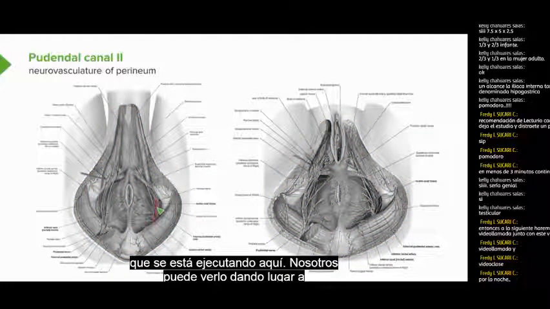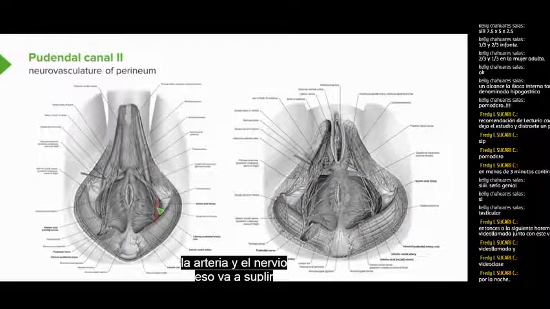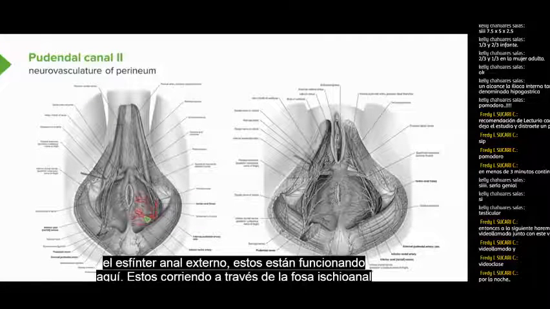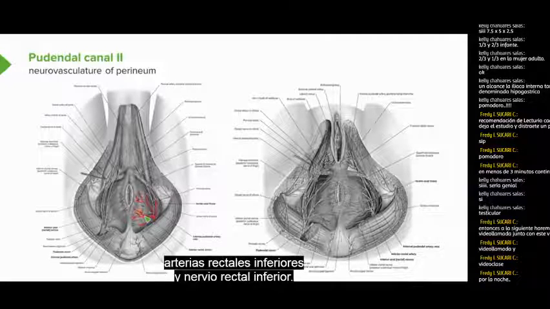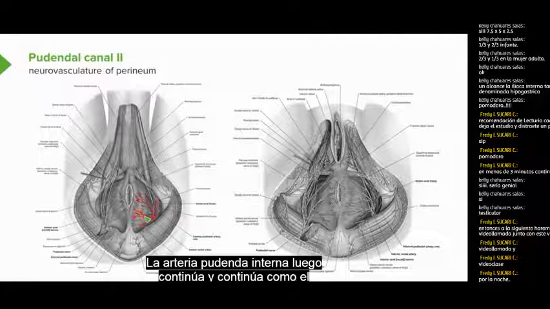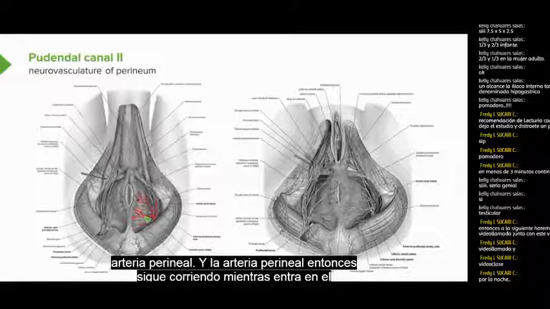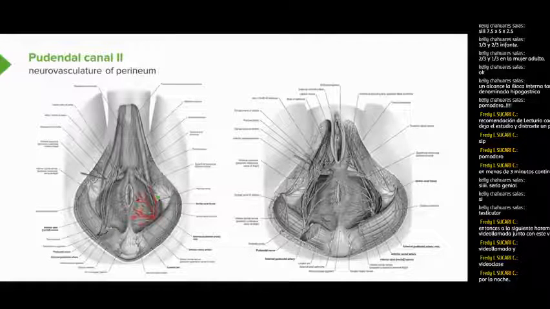We can see it giving rise to the artery and the nerve that goes to supply the external anal sphincter. These running through your ischioanal fossa are going to be your inferior rectal artery and inferior rectal nerve. The internal pudendal artery then carries on as the perineal artery, and the perineal artery then carries on running as it enters into the perineum.